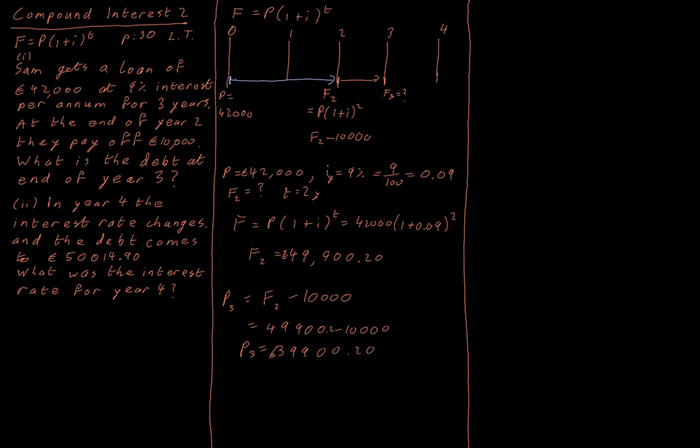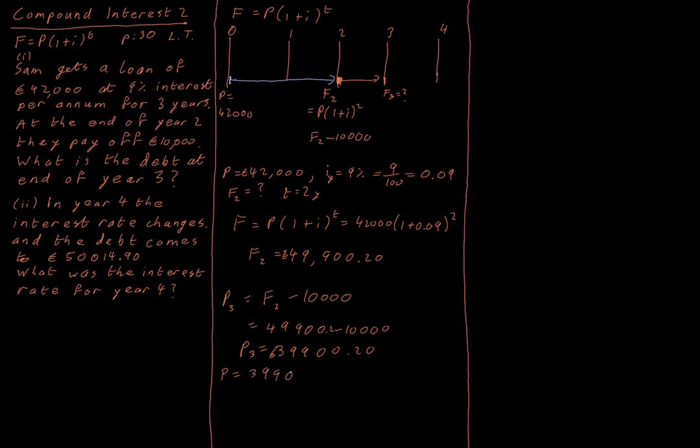So at this point now, we have 39,900 euro and 20 cent of a debt, because we paid off that 10,000, or Sam has paid off that 10,000. So now all I have to do is use my formula again. So now my principal is this one.